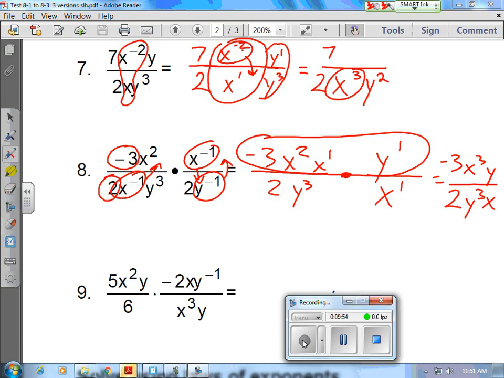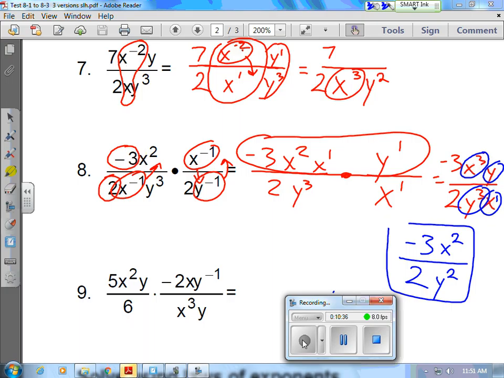So let's look at the x's. There's 3 multiplied together on top, and there's 1 on bottom. 3 minus 1 is 2. So it's going to be x to the 2. With the y's, the 2 doesn't change, but the y's, you have 3 in the denominator, and y to the first in the numerator. So 3 minus 1, again, is y to the 2, or y squared. There's your final answer.